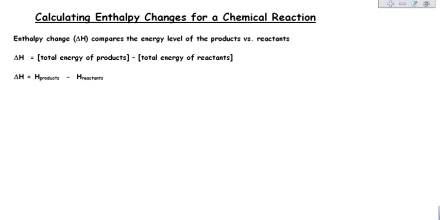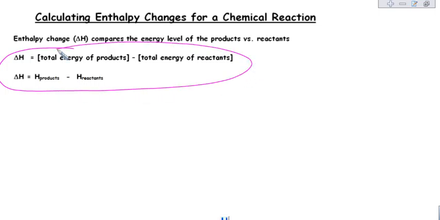You've made it to the last video on thermochemistry. Now we're going to look at calculating enthalpy changes for a specific chemical reaction. We've looked at general graphs of endothermic and exothermic changes, but this will be more specific to a particular type of chemical reaction. And we're still going to use our equation: total energy of the products minus total energy of the reactants.